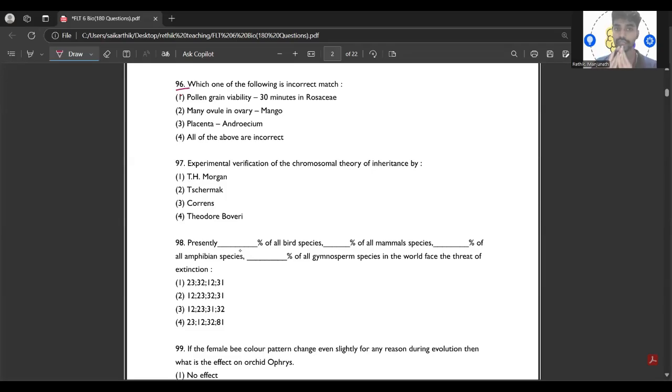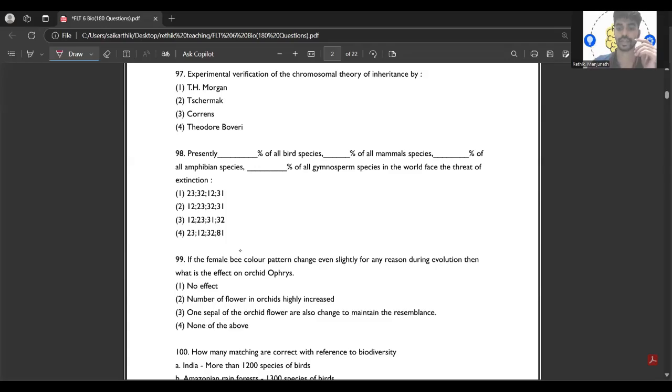Yes. So the correct option is all of the above are incorrect because pollen grain variability, can you see that as months, right, in rosaceae. Then many ovule in ovary. No, mango has only one ovule in ovary. So coming to the placenta, it is not in the androecium. It is actually seen in gynoecium. Correct? So all the three options are wrong, incorrect.